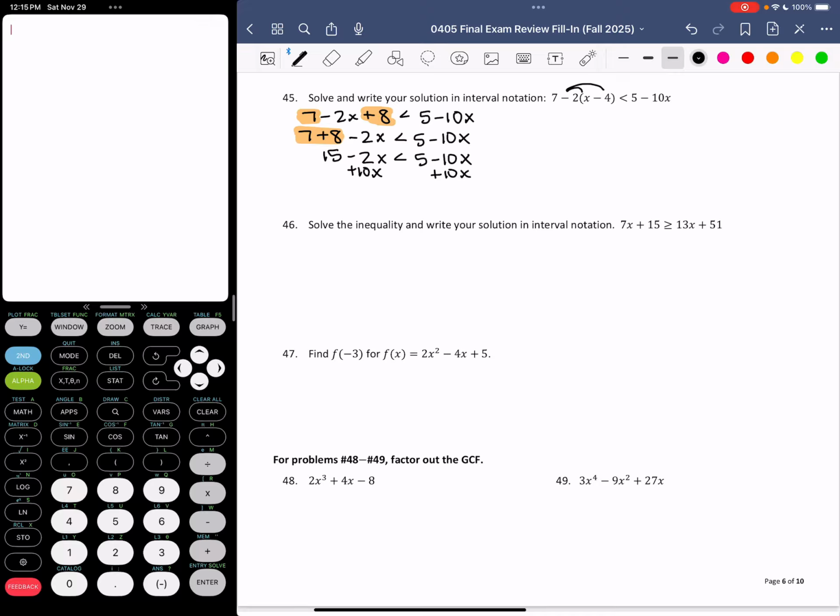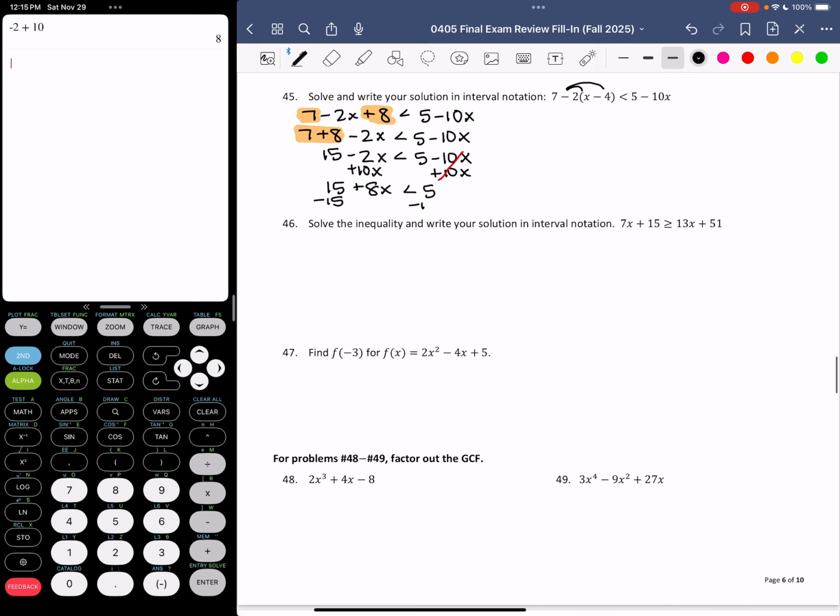Okay, so bring down my 15 and then negative 2 plus 10. If you need to use a calculator, oops, I forgot my negative sign. Negative 2 plus 10 is going to be positive 8x. So plus 8x less than 5. And remember that this here is going to be 0, plus 0. Now we need to subtract the 15 to the other side, so minus 15 here.